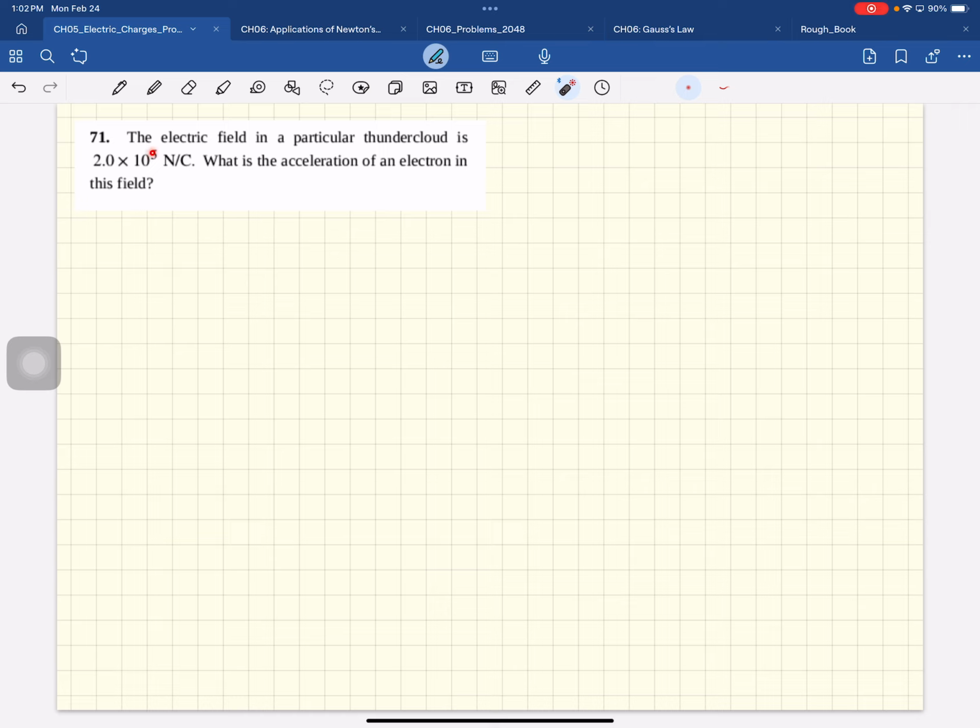In this problem, they say the electric field in a particular thundercloud is 2 times 10 to the 5 newtons per coulomb. What is the acceleration of an electron in this field? By the way, more than half the lightning is intra-cloud lightning, intra and intercloud lightning. Okay. Is this a large enough electric field to create lightning?